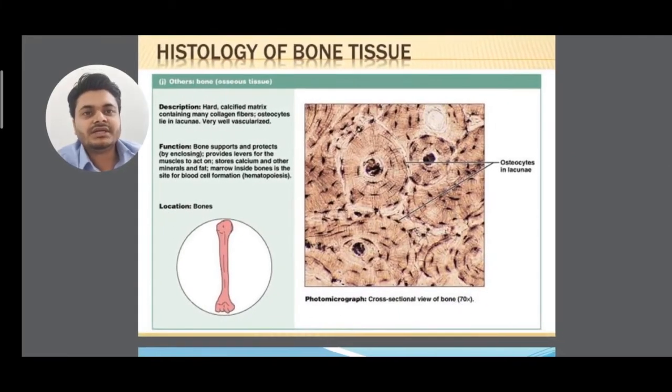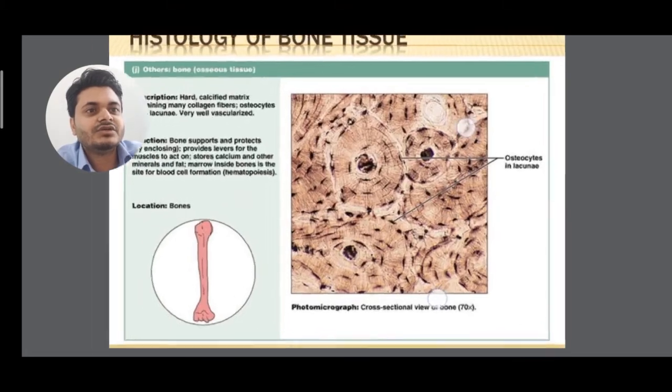Now what is bone? Clear? What is the description of bone? It is a hard calcareous matrix containing many collagen fibers, osteocytes lining lacunae, very well vascularized. The location of bone is in the skeletal part. The function of bone: it supports and protects, provides levers for the muscles to act on, stores calcium and other minerals and fat, and the marrow inside the bone is the site for blood cell formation, hematopoiesis. Clear? The unit of bone is the osteocyte.